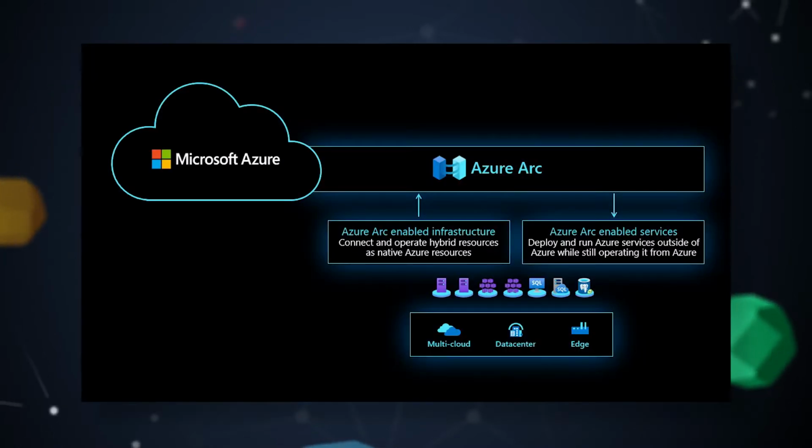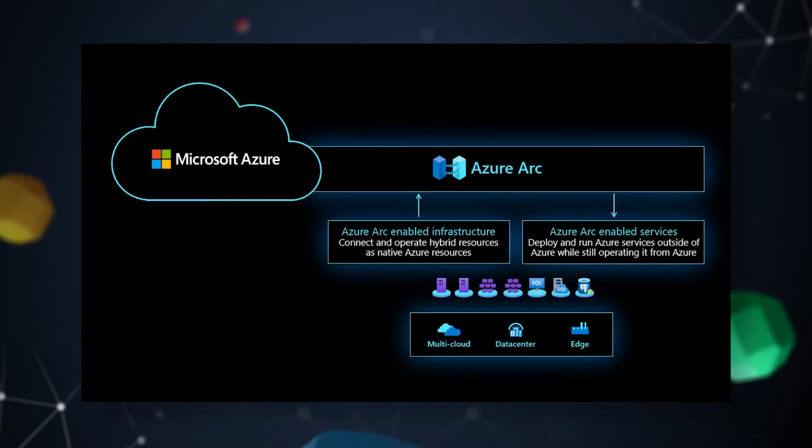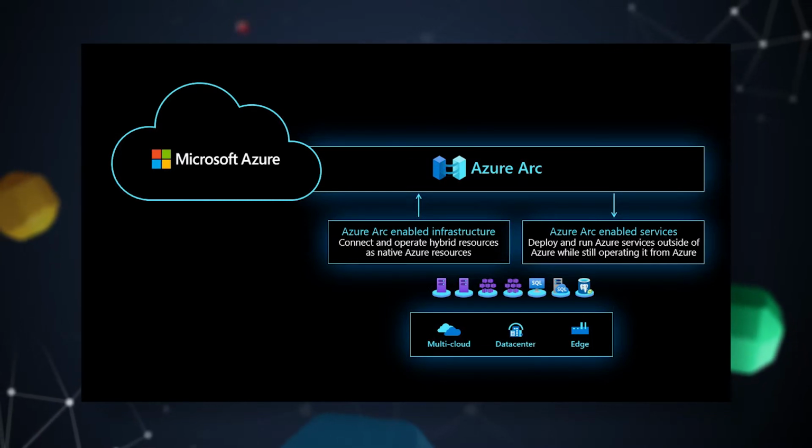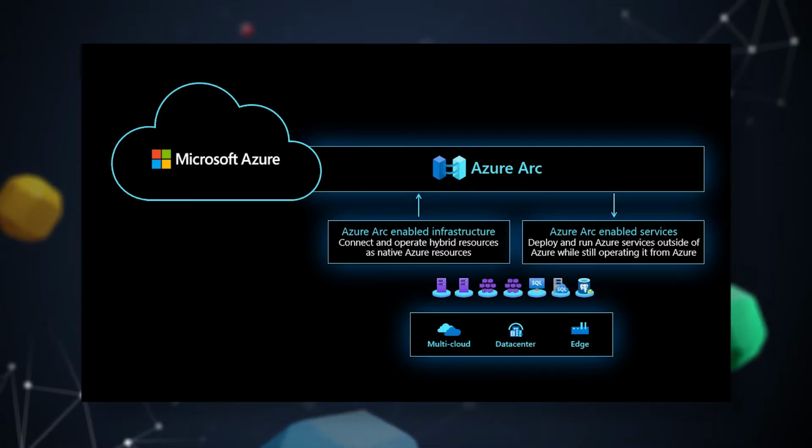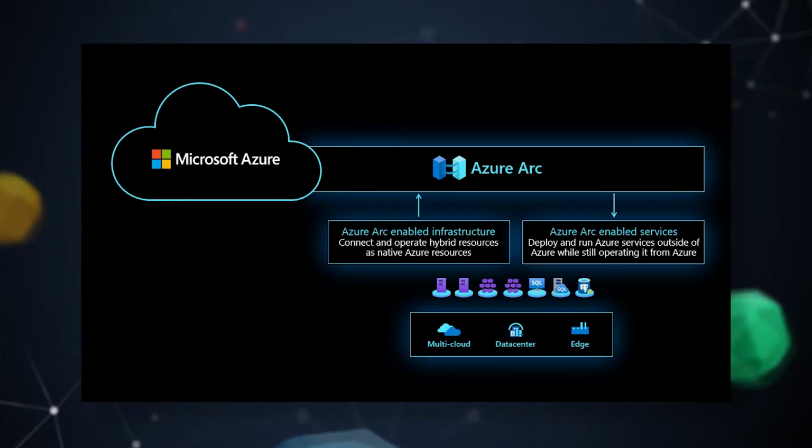So you mentioned Azure Arc. How can Azure Arc help our customers? Azure Arc is a set of technologies that truly enables Azure Hybrid. There are two aspects to it: Azure Arc enabled infrastructure and Azure Arc enabled services. With Azure Arc enabled infrastructure, the diverse infrastructure that I was talking about can all be connected to Azure, and through a single control plane, customers can manage it, see the inventory, manage the lifecycle, and make sure that they're secure.